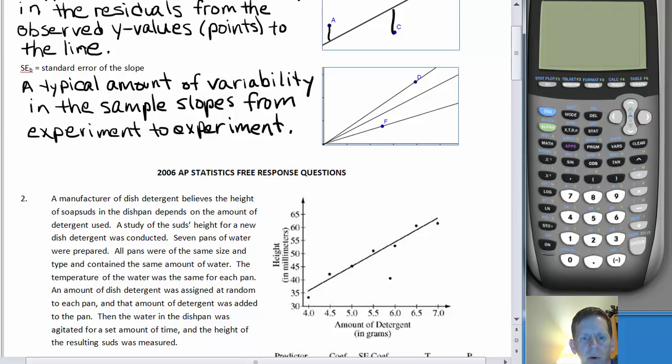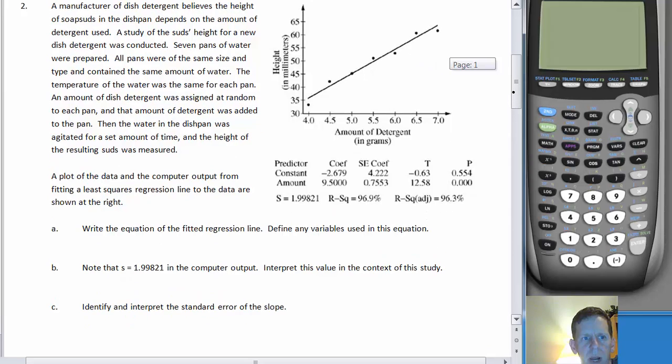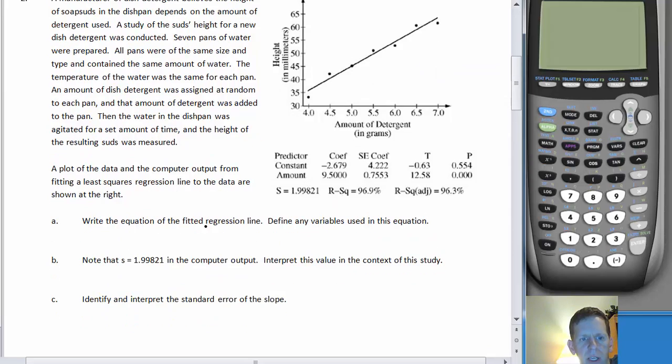We have this example where we have amount of detergent in grams versus the height of soap suds in millimeters. And one of the things that you're asked to do in this problem is part A, which is write an equation of the fitted regression line. You might remember when we have a computer printout that the value underneath the coefficient heading is A, next to the constant. And the value underneath it is b, that's going to be your slope.